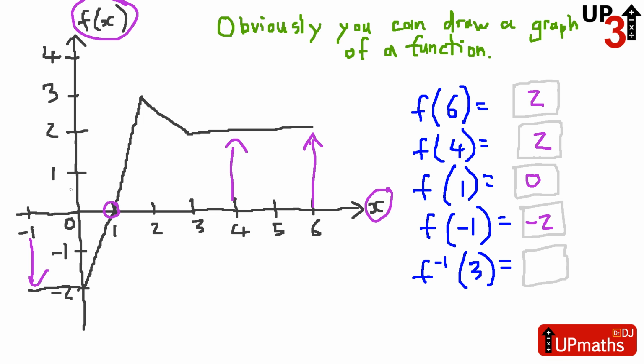And what's f to the minus 1 of 3? Well, that's the inverse function. So basically, to make the answer 3, what did the original number have to be? The answer is 2.